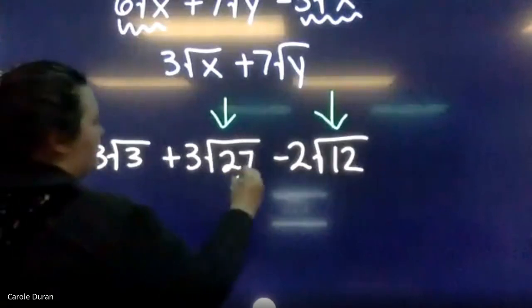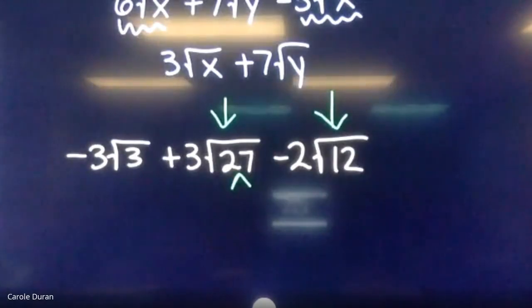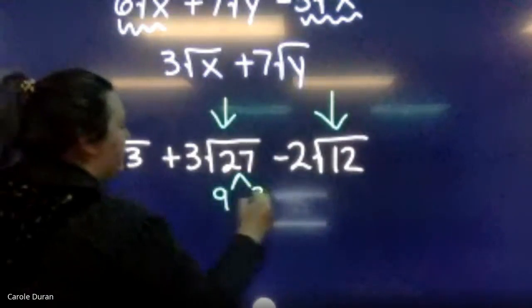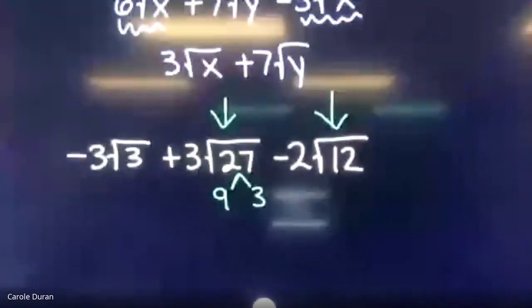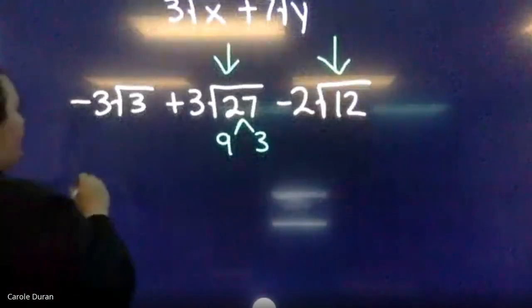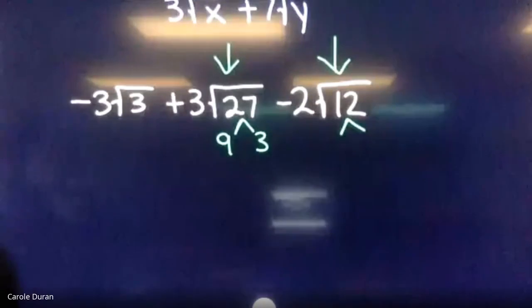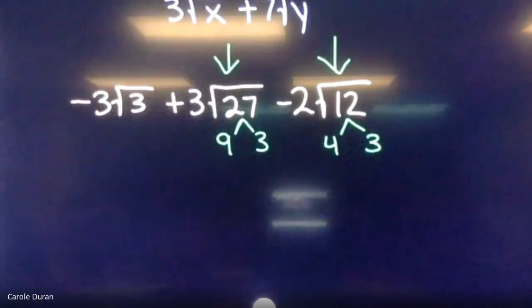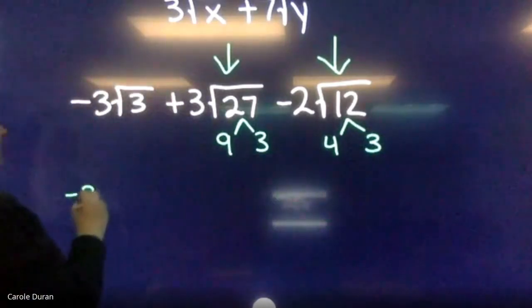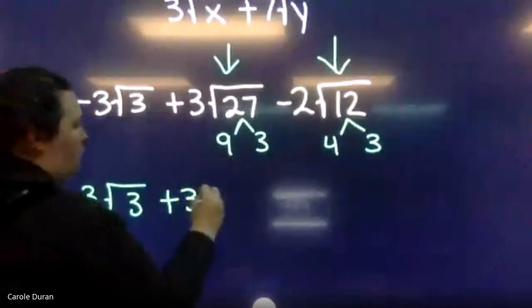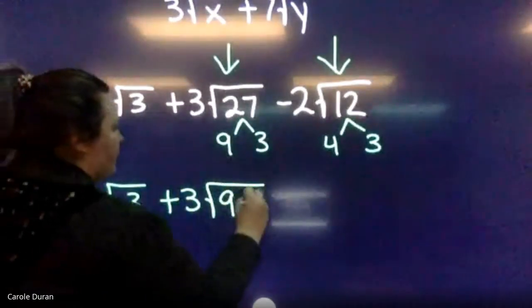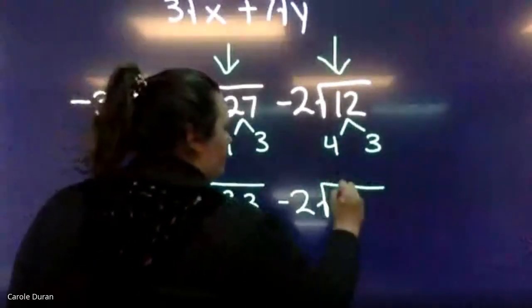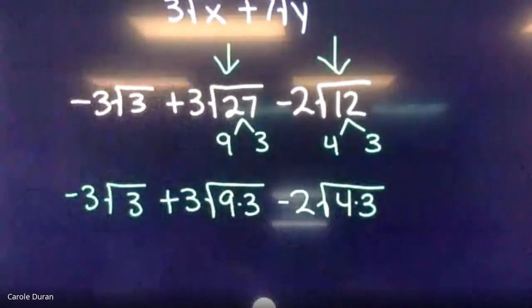What multiplies together to get 27? 9 and 3. Technically, I can stop here because 3 is prime and 9 is a perfect square. What about 12? What multiplies together to get 12? 4 and 3. Again, I can stop here because 3 is prime and 4 is a perfect square. So I'm going to rewrite this with that multiplication under the radical, and then we're going to pull out those perfect squares.